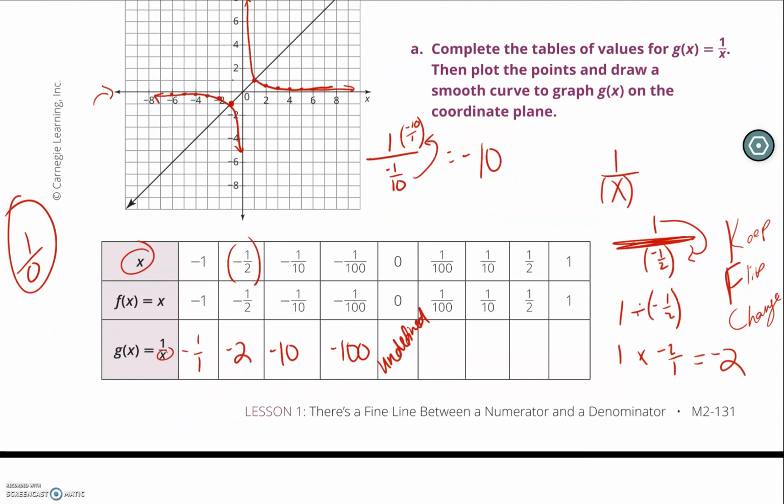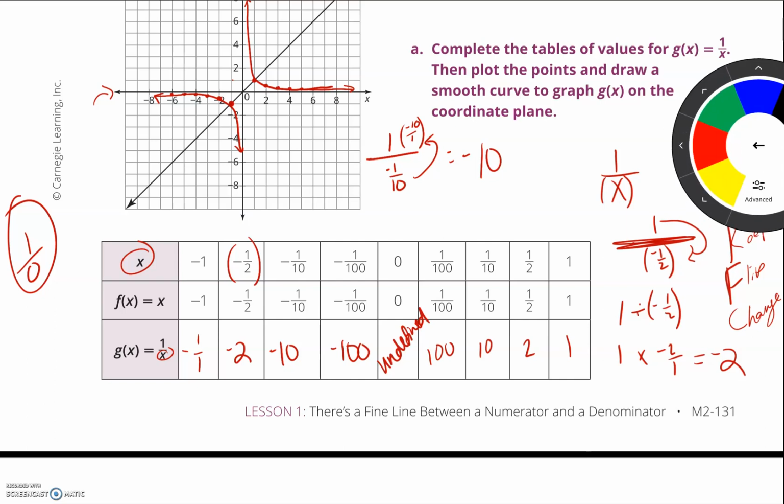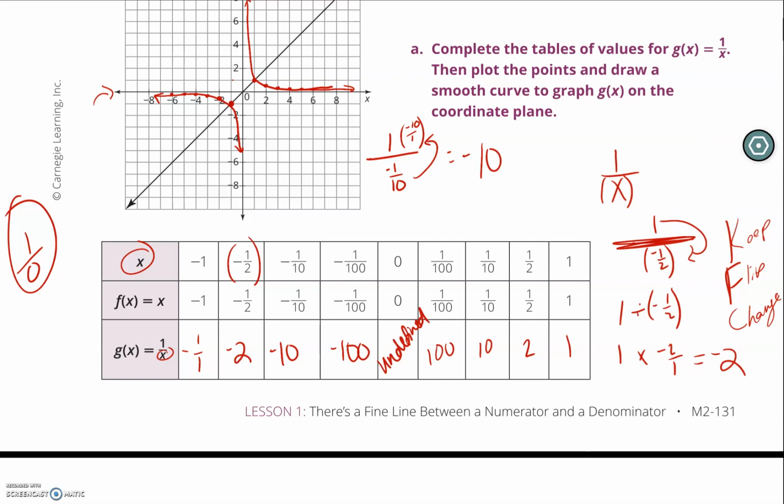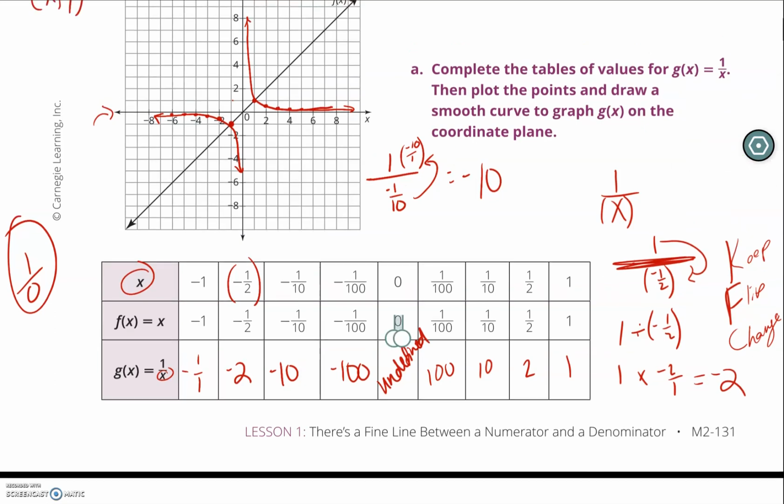All right, let's continue filling out this chart. If we were to put 1/100th in the denominator, then we would get 100, we would get 10, we would get 2, and 1 here. All right. So I'm going to use a different color. Let's go green. Okay, I'm going to graph these on here, which, let's see what happens.